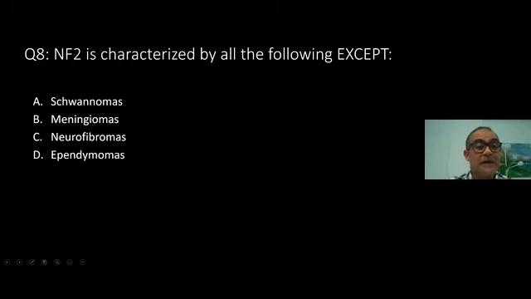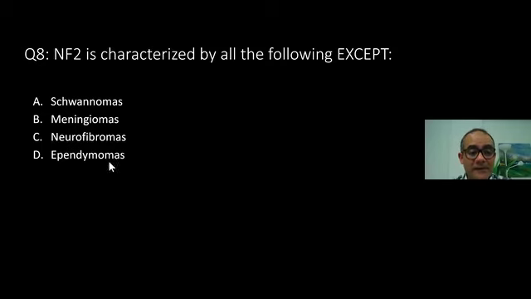My question with this patient with neurofibromatosis 2 would be the last question in the session today, which is: neurofibromatosis 2 is characterized by all the following except: A, schwannomas, B, meningiomas, C, neurofibromas, or D, ependymomas. Well, okay, so we've got some sort of split of the answer here.